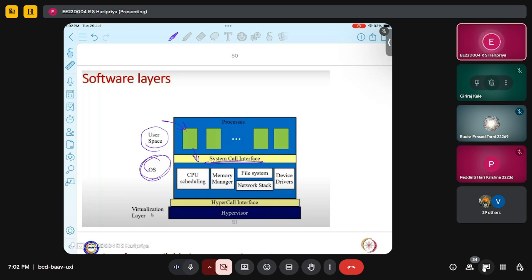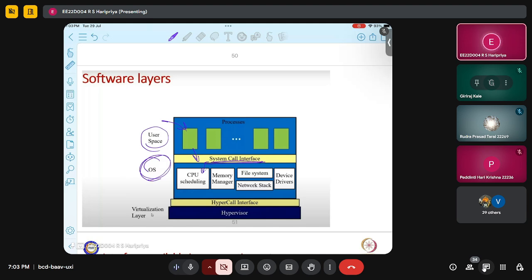Say one process wants to access some memory or the file system which is residing in the hard disk. The process will invoke a system call to the operating system, and then the operating system will convert this into instruction set architecture instructions for several components, user components as well as system components, and that will eventually go to the underlying hardware.